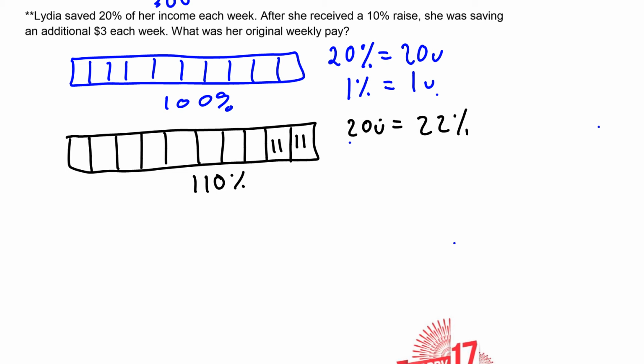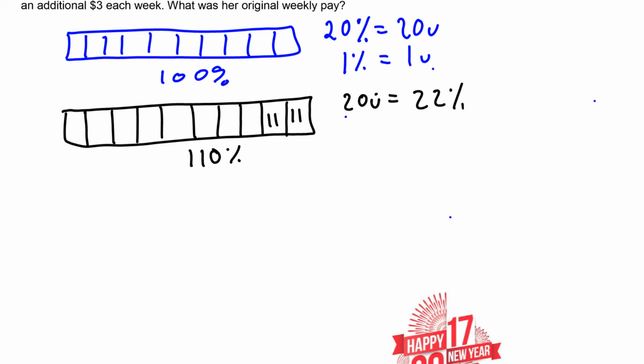So now let's look at the difference in their savings. Originally, she was saving 20%. But now she's saving 22% total, because we just found out that 20% of 110% is actually worth 22%. Okay, well now how does that help us? Well, let's see. What's the difference there? It's a difference of 2%.